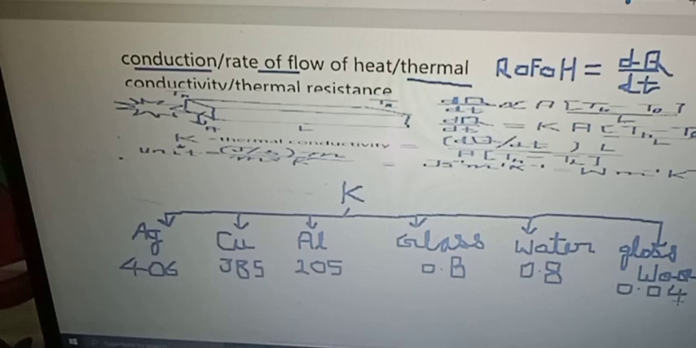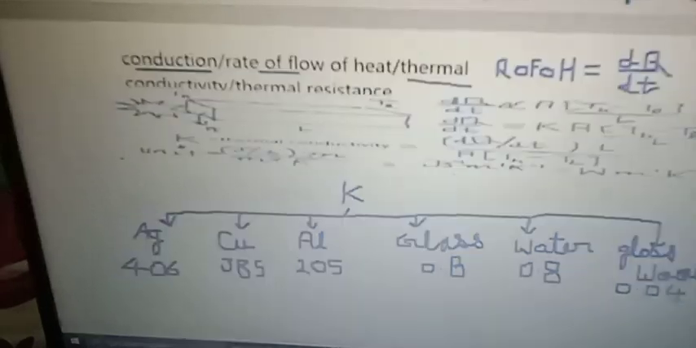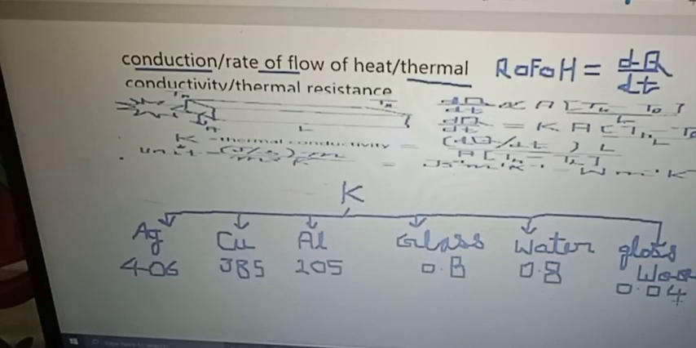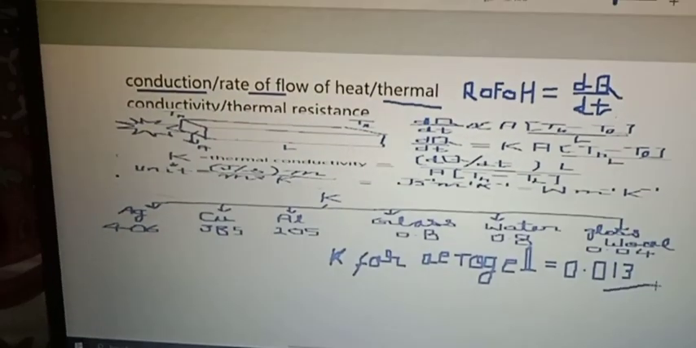So all of these are in SI unit, which means watt per meter per Kelvin. So you can see silver, as we know, is a very good conductor of electricity. So it is also a very good conductor of heat. So it has higher thermal conductivity, whereas you can see how small the value of thermal conductivity is for glass wool.